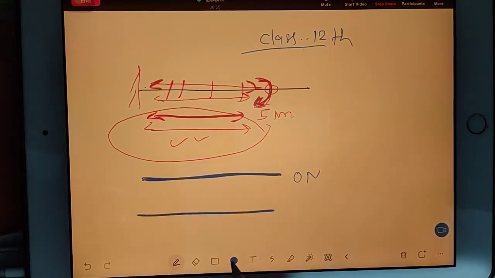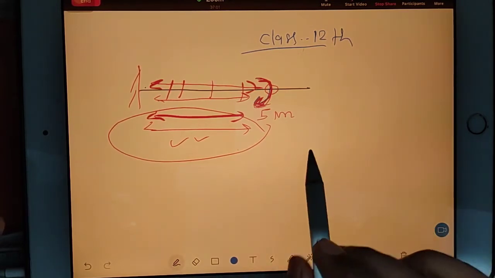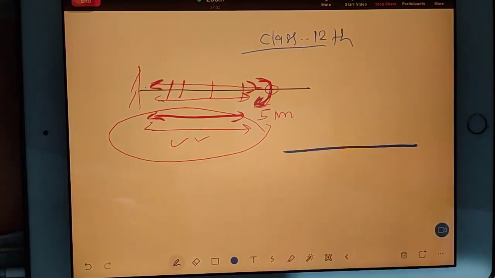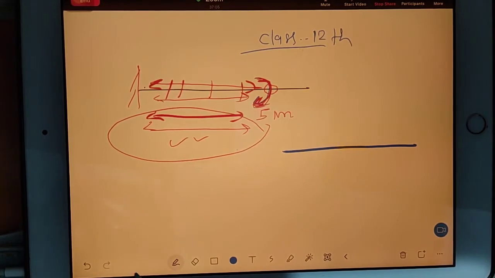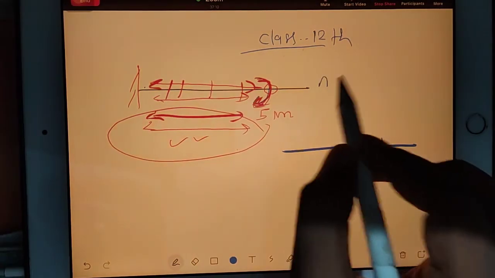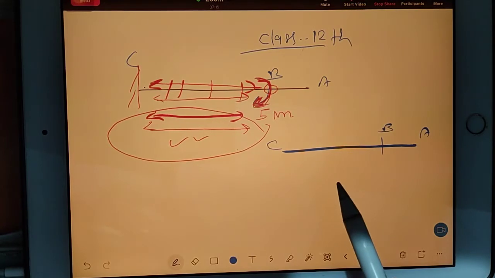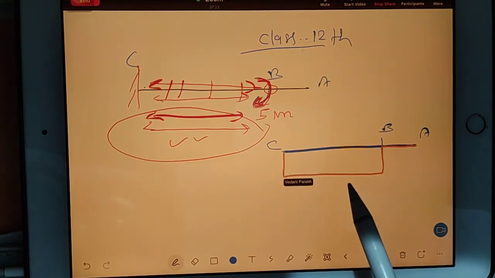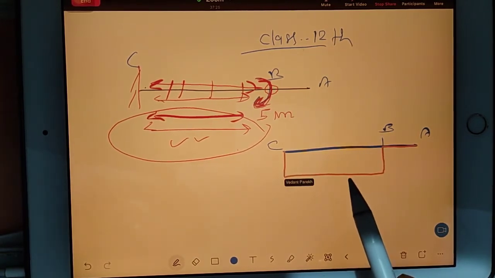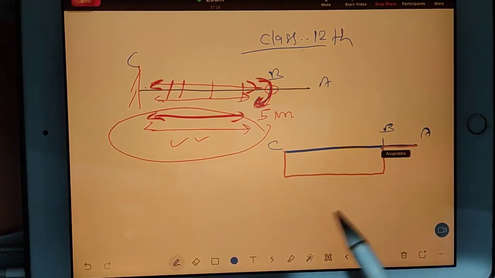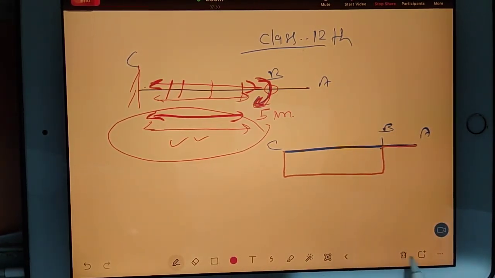And when you draw the BMD, very fast guys, just draw the BMD on this line. This is the loading, this is A, B, C. Draw the BMD on my diagram. Very good. This is going to be our BMD.